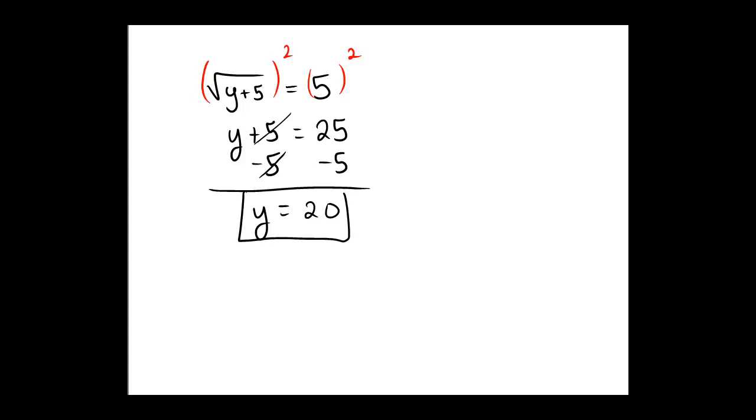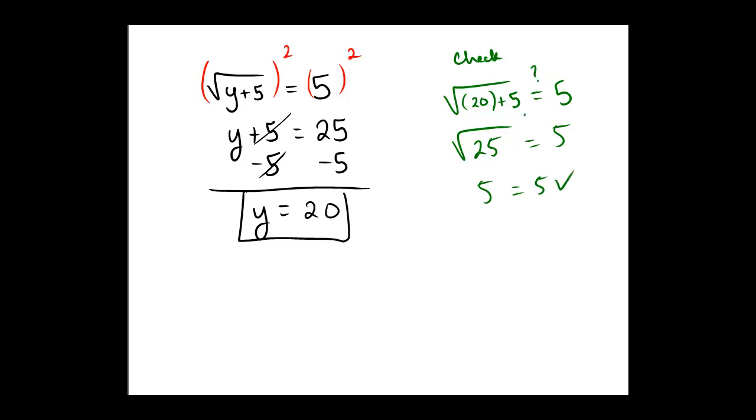Before we leave, let's check to make sure. If we check, the square root of y, which is supposedly 20, plus 5 equals 5. 20 plus 5 is 25, no problem there. The square root of 25 is 5, and that looks like a good check. So we weren't assuming, we got down to the end, and 20 is a valid solution to this radical equation.